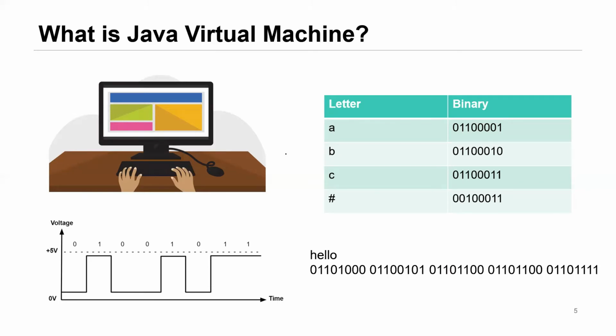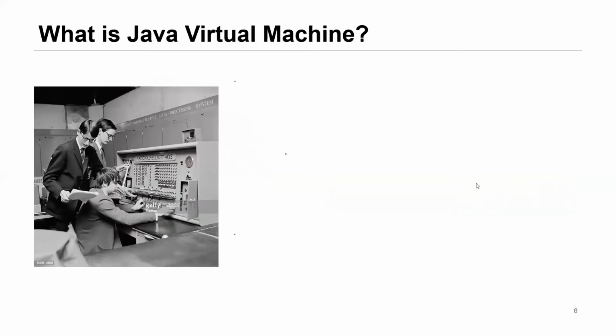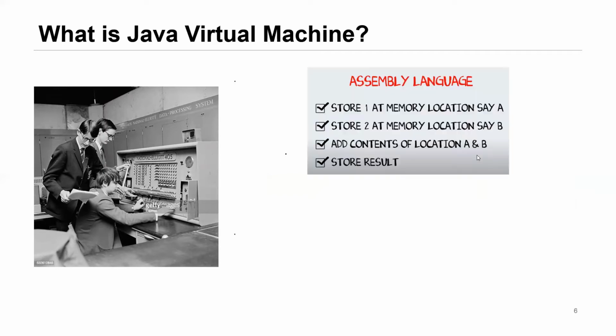For example, we type in the word hello. It will be converted into binaries, each letter of it. Computers before were hardwired and could perform only one task. Say, for example, in a computer, we want to perform addition of 2 numbers. We will then need to have an assembly language following that step or order. This assembly language has 4 steps.